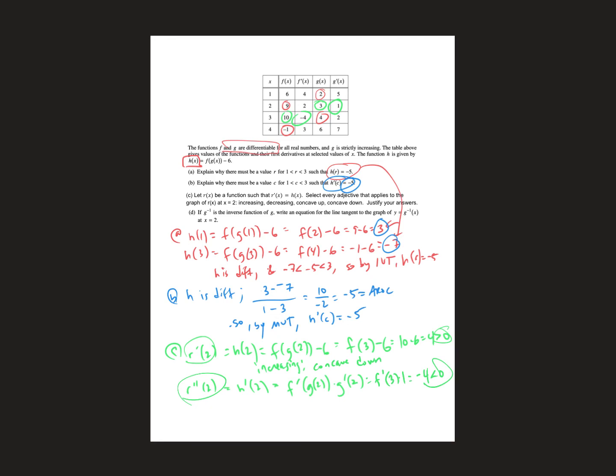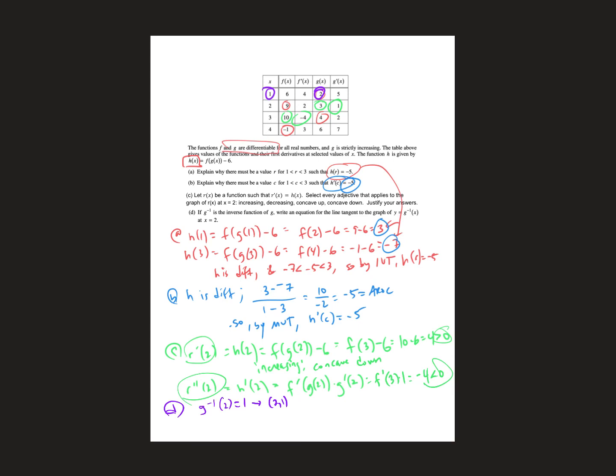And in part D, if g is invertible, find the derivative and write the equation of the tangent line at x equals 2. So first of all, we would want to find the point g inverse of 2. And of course, g inverse of 2 means we want to start with a y value of 2 and find what x value it came from. So g is 2 when x is 1. So that implies we're using the point 2 comma 1.